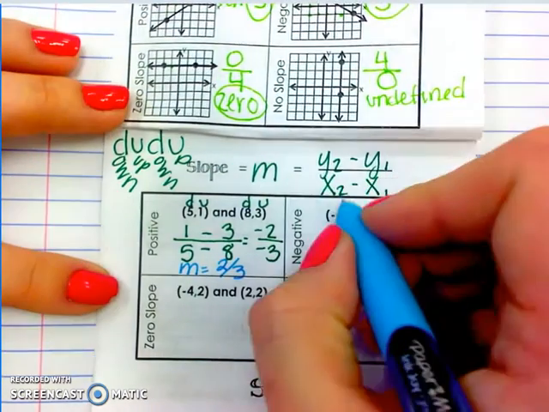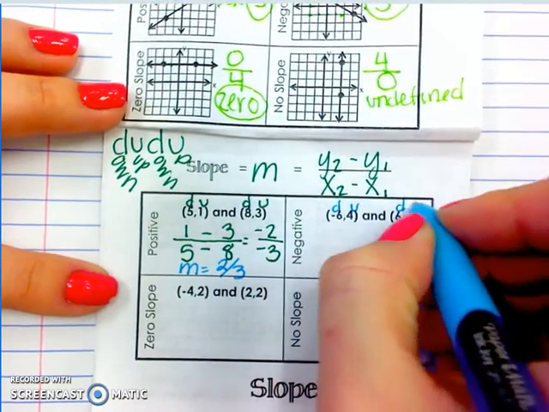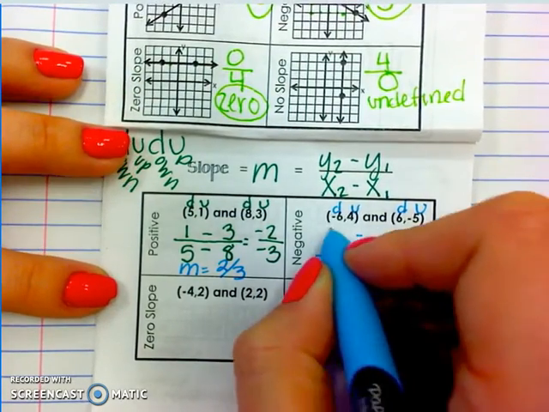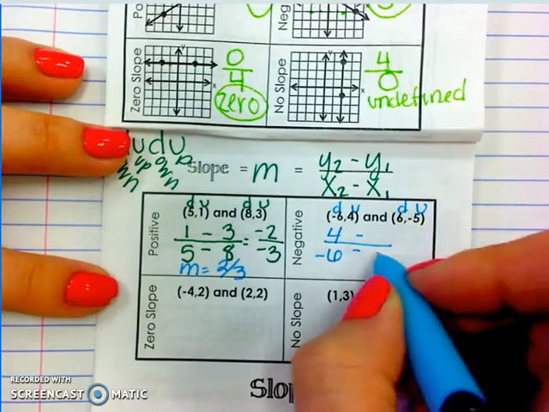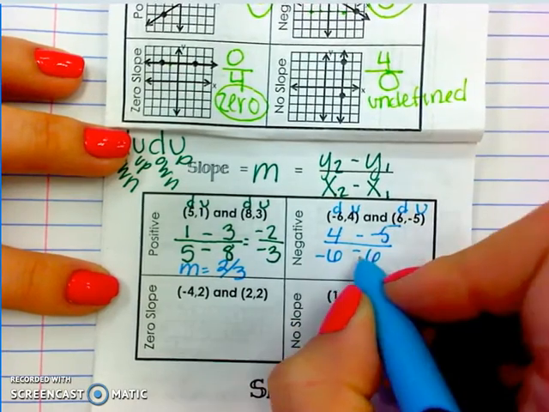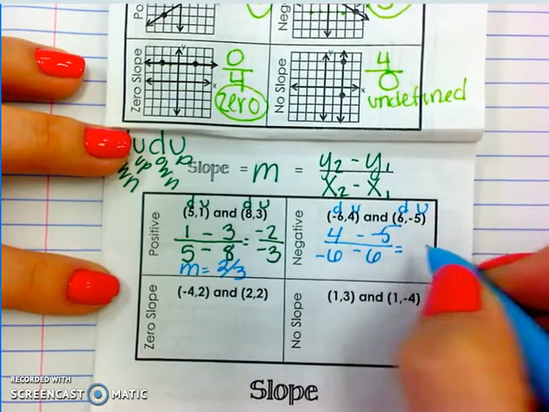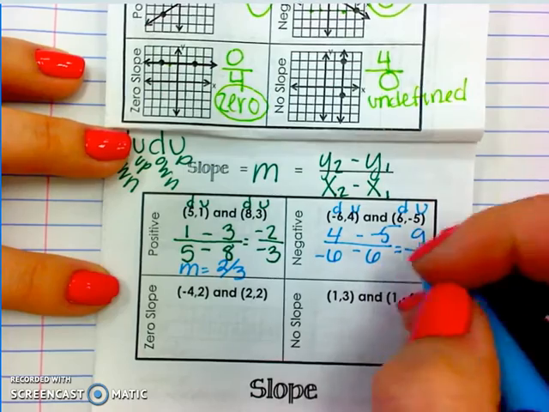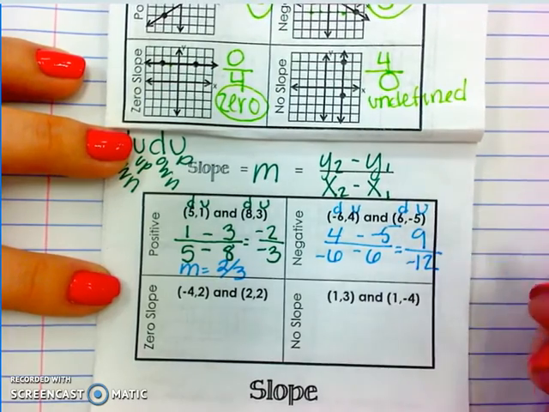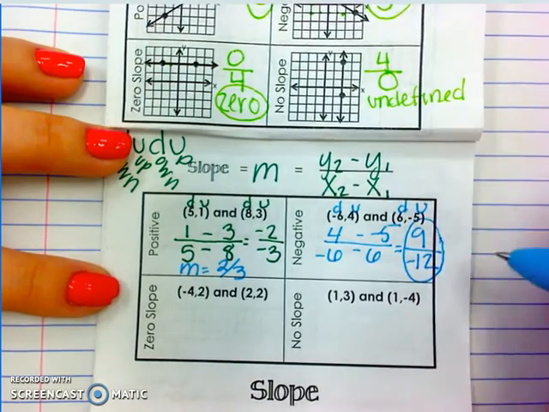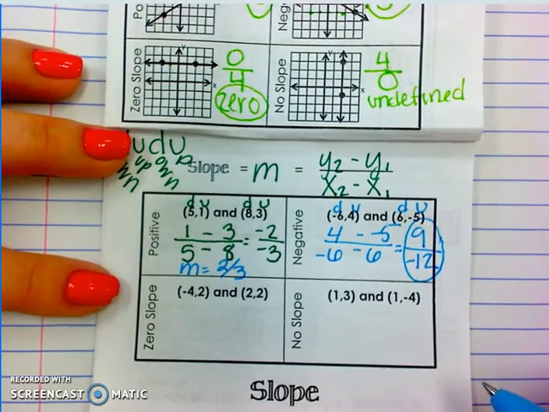Try this one. Du, du. Still subtracting. Negative 6 goes down, 4 goes up. 6 goes down, negative 5 goes up. 4 minus negative 5 is 9. 6 minus 6 is negative 12. You could leave it as 9 over negative 12, or you can reduce it. You can divide a 3 out.